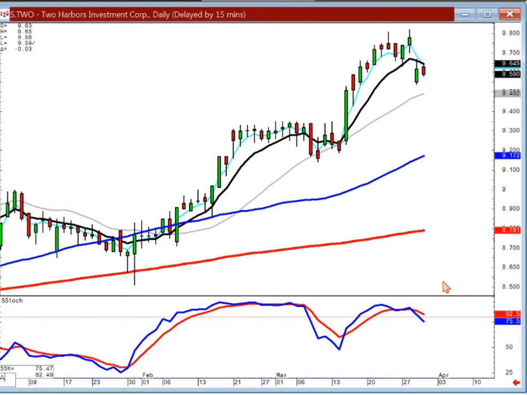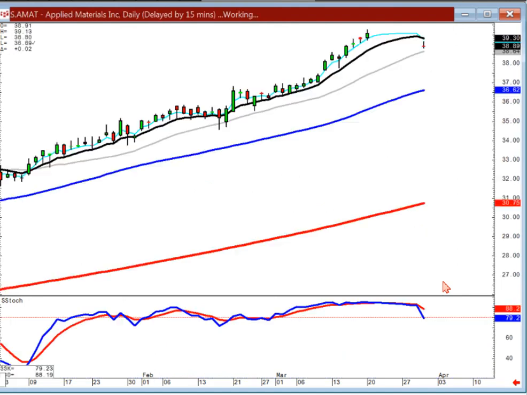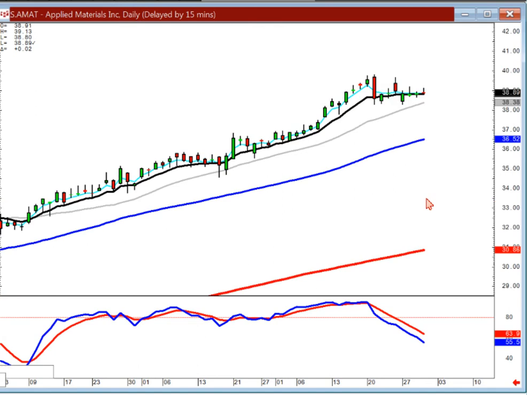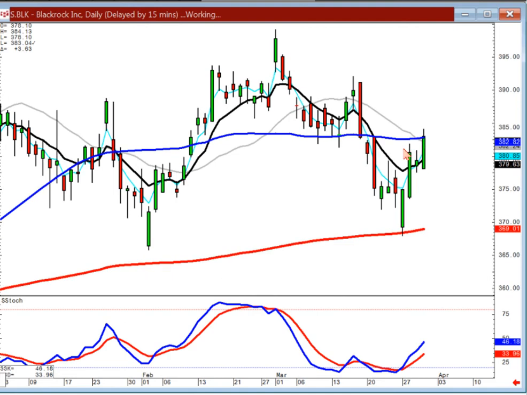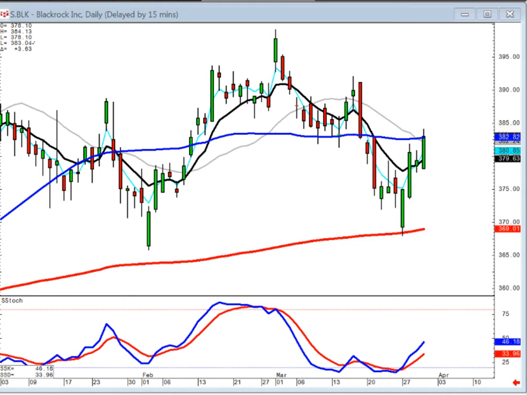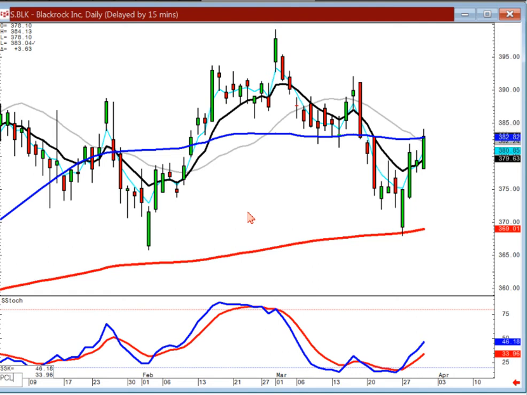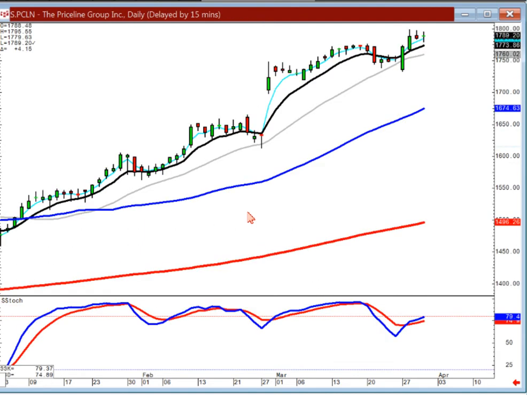AMAT has to open positive also to stay in it. If it opens lower, you can see how the trajectory has disappeared. BLK has to open positive tomorrow. If it opens lower, you're going to be stuck in a bobble for a few days. Price line, just stay long, as long as it stays above the T-line.